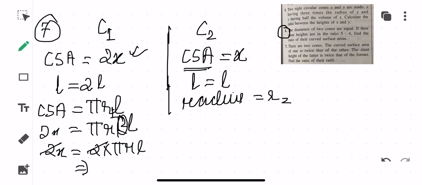That this implies pi is coming out to be x upon... just a second children, I'll just erase this. I'll be writing down that r is equal to x upon pi into L. So this is what you are getting first.